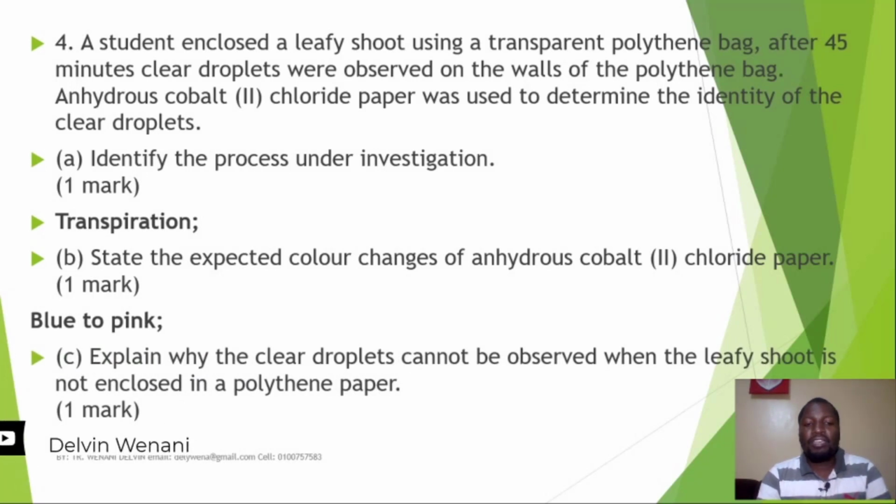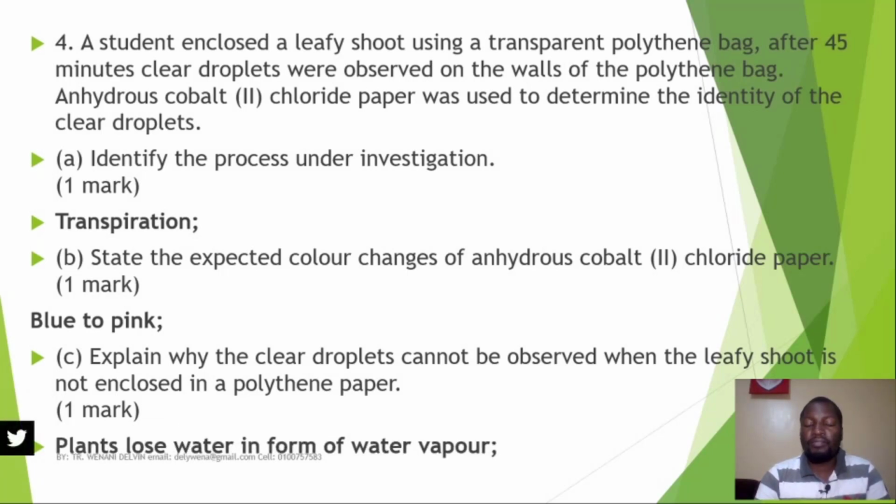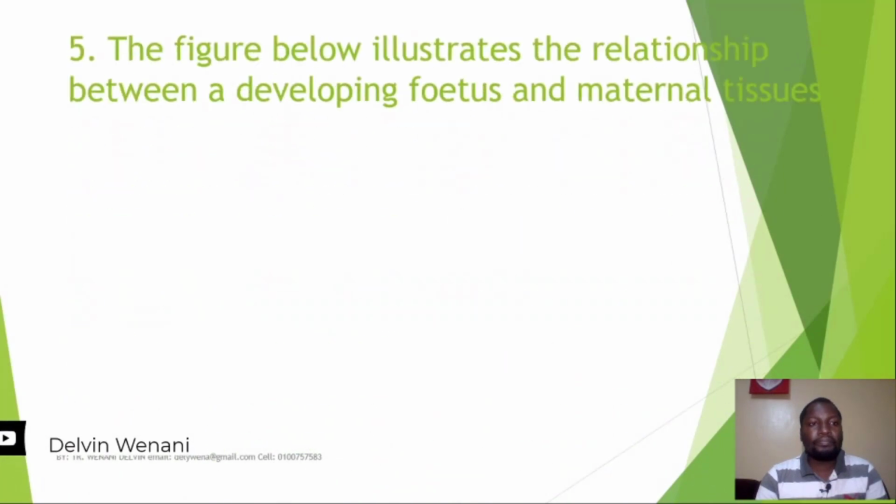Then explain why the clear droplets cannot be observed when the leaf shoot is not enclosed in a polythene paper bag. And this is because plants lose water in form of water vapor, and you cannot see water vapor. Water vapor is like air, so you cannot be able to see it.